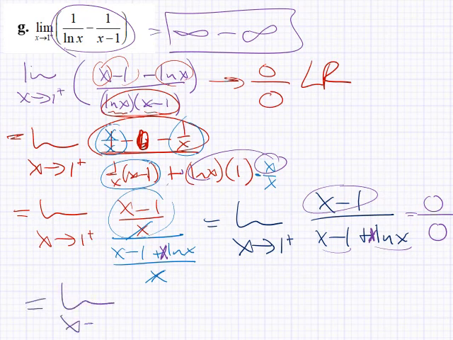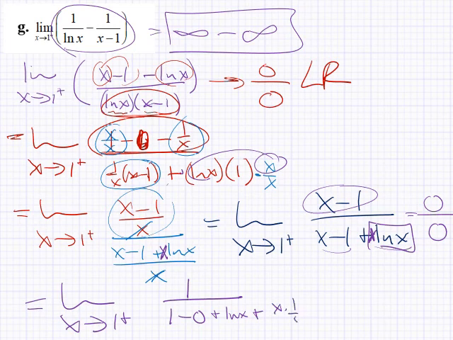So the limit as x approaches 1 from the right of the derivative of the top will just be 1 now. And the derivative of the denominator is going to be 1 minus 0. Now I need another product rule to handle this one. So that'll be log x plus x times 1 over x.